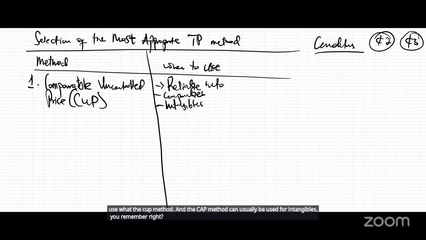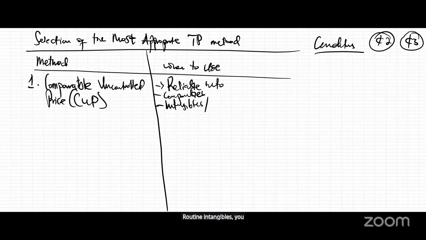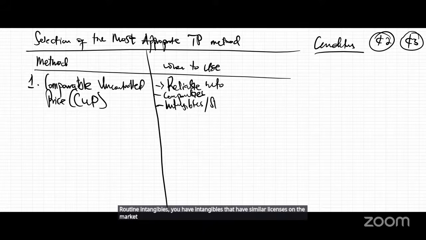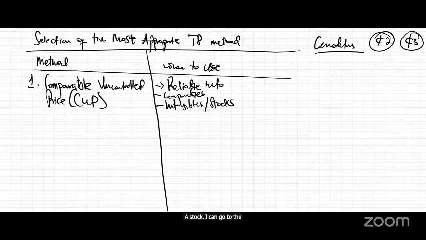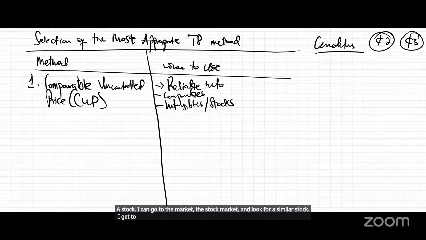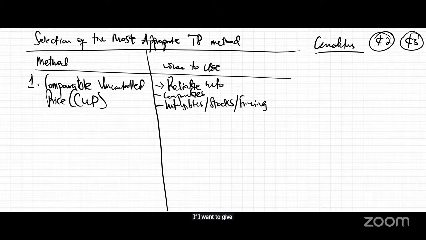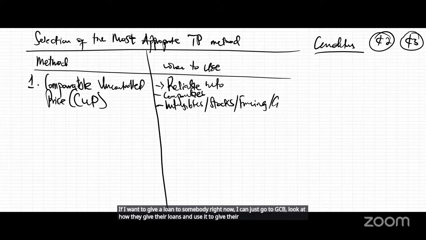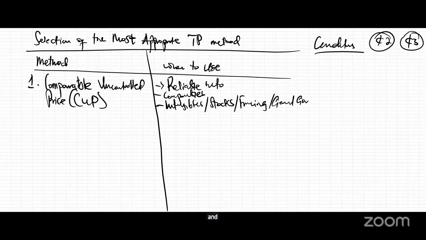If you have routine intangibles, intangibles that have similar licenses on the market, you have stocks, like the stock exchange. If I want to price a stock, I can go to the stock market and look for a similar stock. I get to use it to price these shares. Then financing. If I want to give a loan to somebody right now, I can just go to GCB, look at how they give their loans, and use it to give the loan. And general goods and services. So far as there's enough information, I can use CUP for anything.